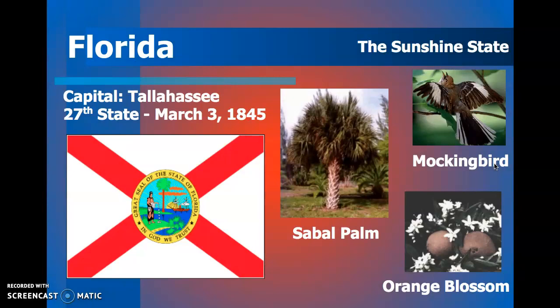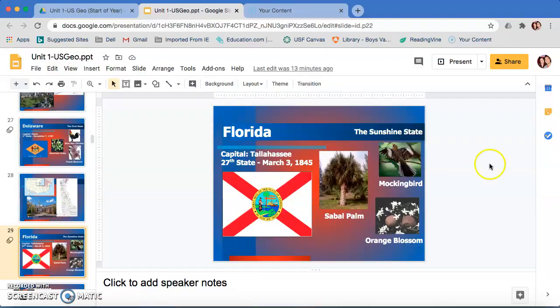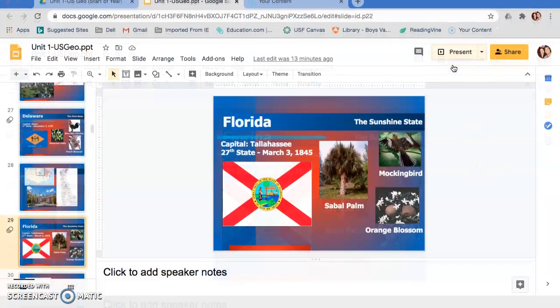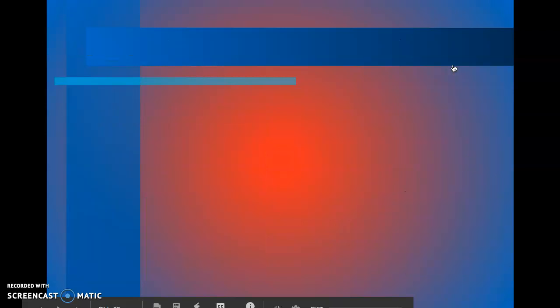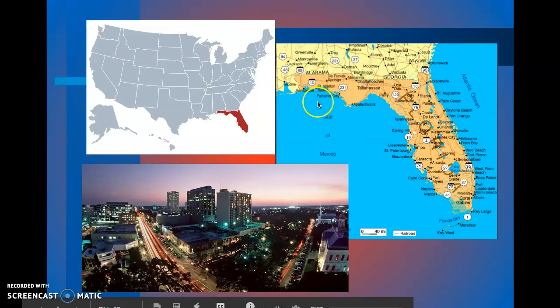Florida, state very near and dear to all of our hearts. Capital is Tallahassee. It's the 27th state. Became a state on March 3rd, 1845. State tree is a sabal palm. State flower is the orange blossom, and the state bird is the mockingbird. And it is the Sunshine State because it is so dang hot every year here.